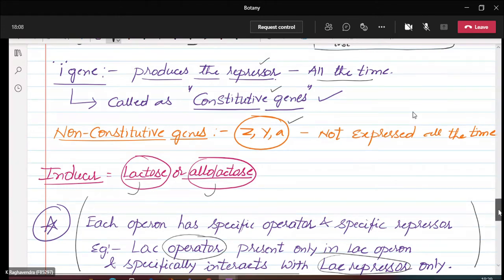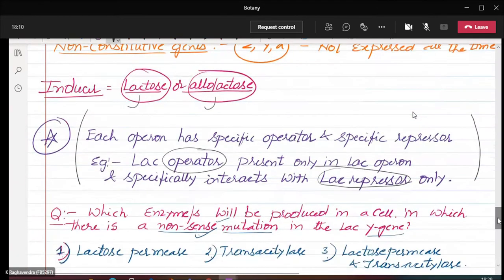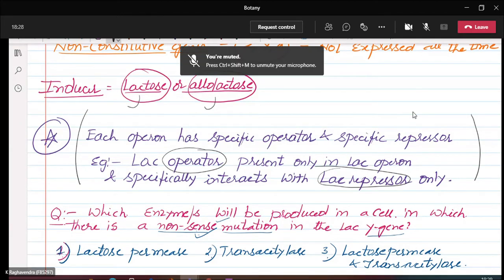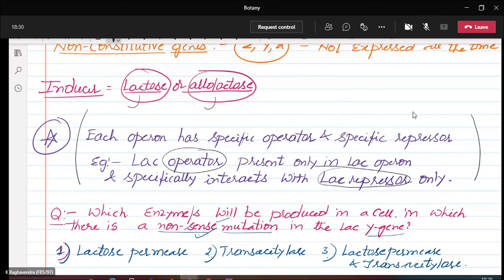You may ask, sir, whether the promoter is common. You may also ask whether the structural gene is common. Absolutely not. The structural gene is also specific. The Z, Y, A structural genes, 3 genes, are there in the lac operon. In other operons, there are different structural genes. Like the tryptophan operon, there are 5 structural genes. Similarly, in other operons, the structural gene number may be different because prokaryotes are polycistronic in nature.